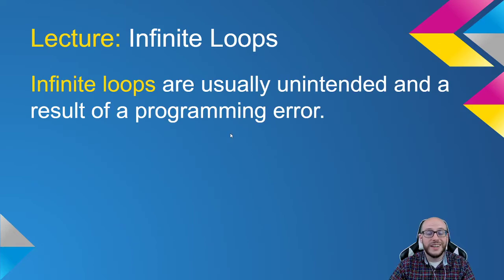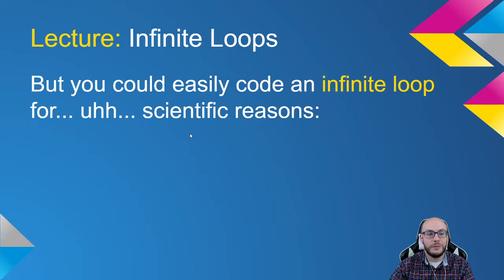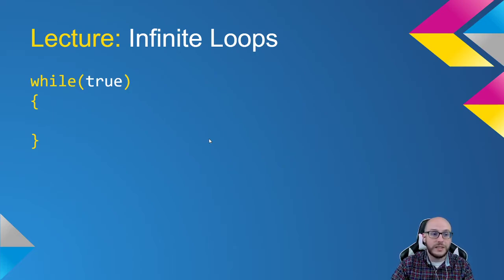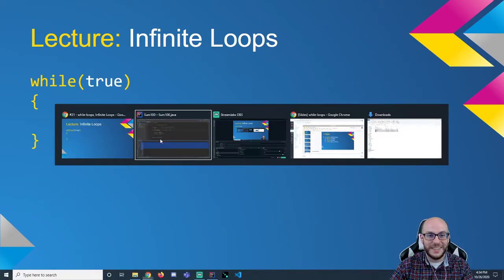Infinite loops are usually unintended and the result of a programming error, but you could easily code an infinite loop for scientific reasons. An infinite loop happens as long as the condition is true. Well, you could literally just put the word true there. It says while true. Is this true? Yes. Okay, enter the body. Is it still true? Yes, enter the body.